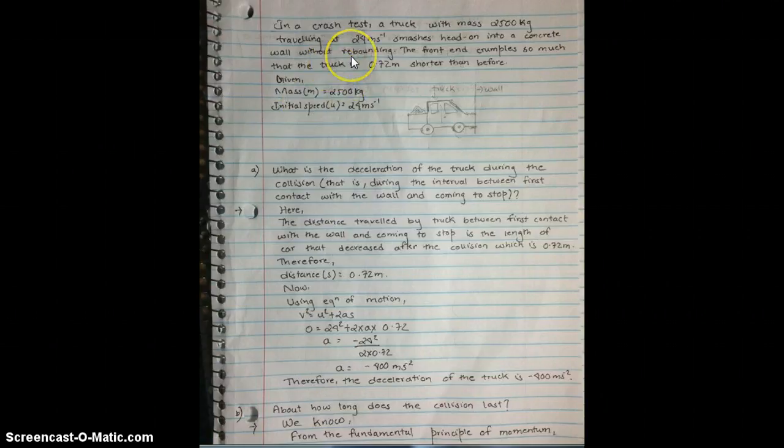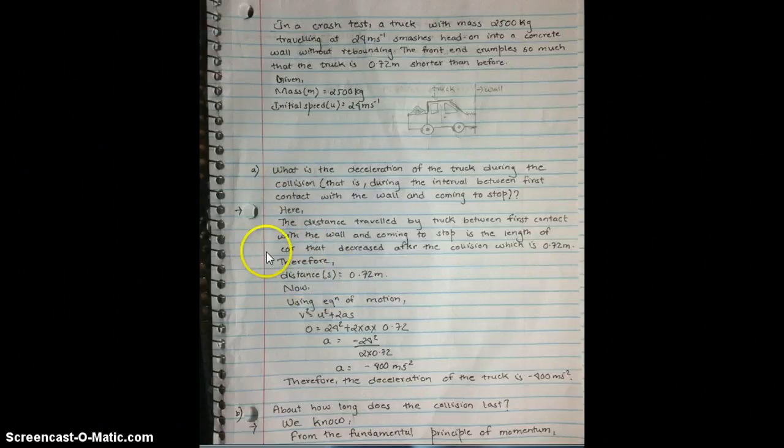And in the question we are given the situation of a crash test in which a truck collides against a wall. The mass of the truck is 2500 kilograms and it was initially running at a speed of 24 meters per second, and after the collision the front end crumbles such that the truck is now 0.72 meters shorter than before. So we are asked multiple questions.